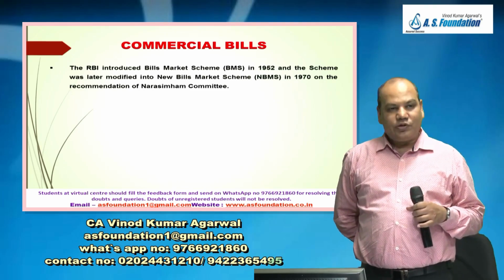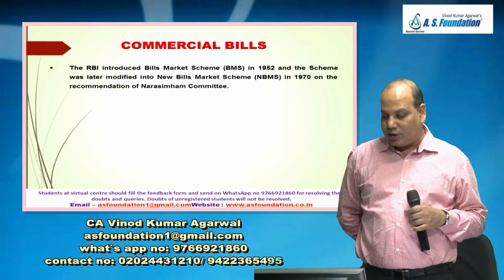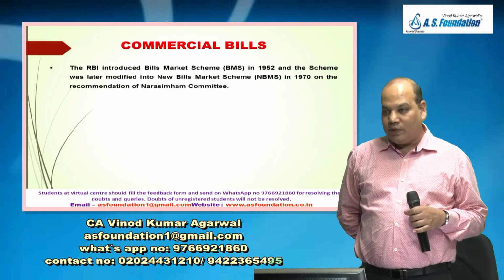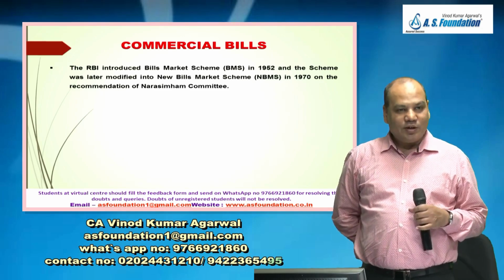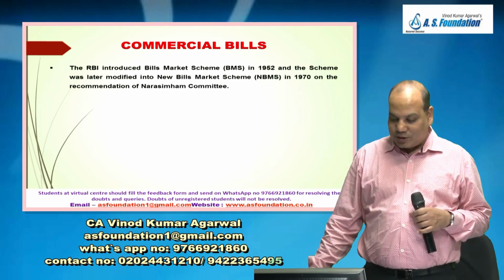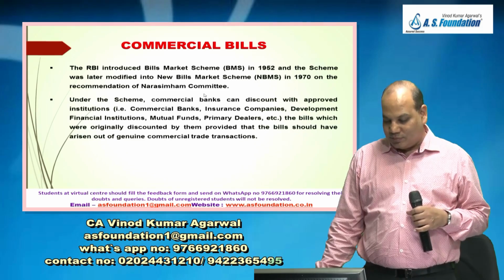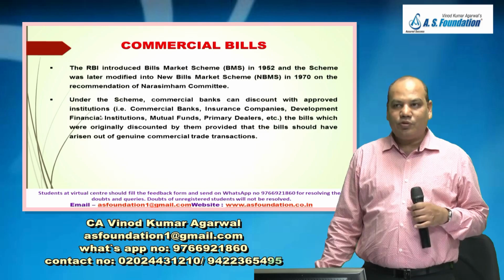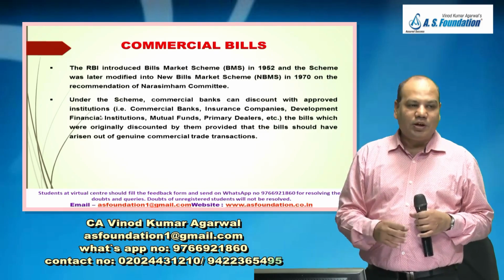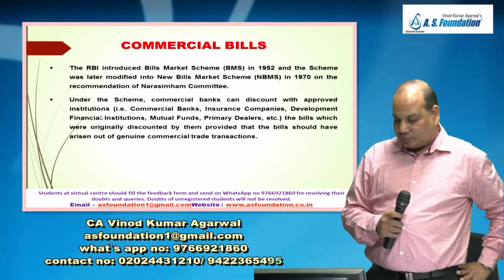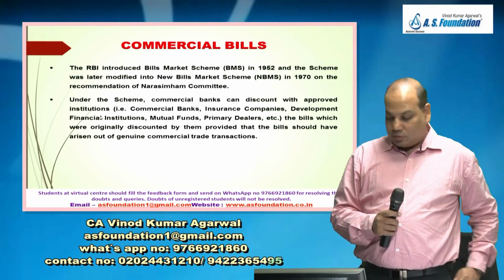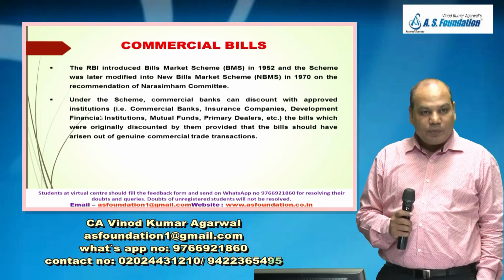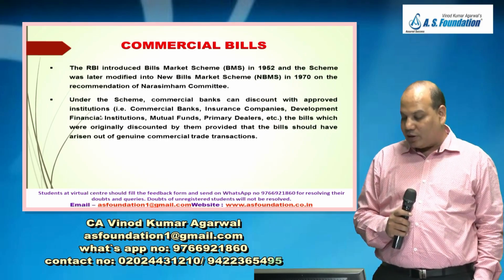RBI introduced the Bill Market Scheme, BMS, in 1952, and the scheme was later modified into the New Bill Market Scheme, NBMS, in 1970 on the recommendation of the Narasimhan Committee. Under this scheme, commercial banks can discount with approved institutions. Underline, even a commercial bank can discount with another institution. Which other institution? They should be approved institutions. For example, commercial bank, insurance company, development financial institutions, mutual fund, primary dealer, etc.